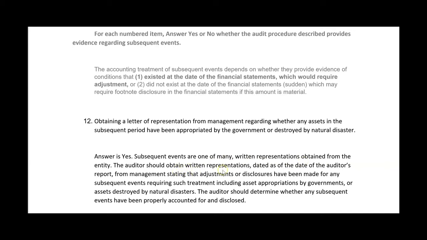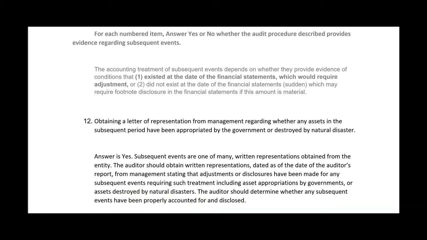Subsequent events are one of many written representations obtained from the entity. The auditor should obtain written representations dated as of the date of the auditor's report from management stating that adjustments or disclosures have been made for any subsequent events requiring such treatment, including asset appropriations by governments or assets destroyed by natural disasters. So the auditor asks if any of these things happened, and then the auditor should determine whether any subsequent events have been properly accounted for and disclosed.